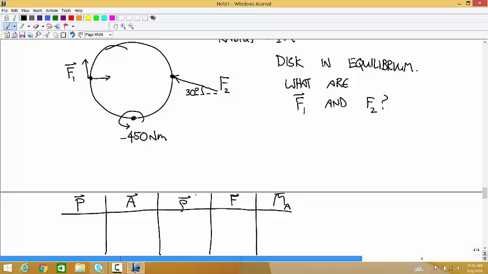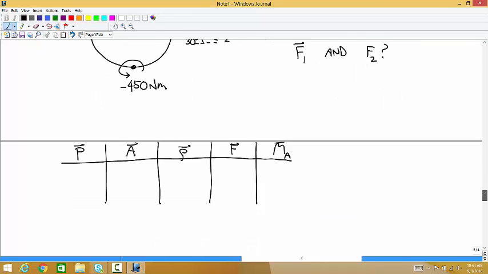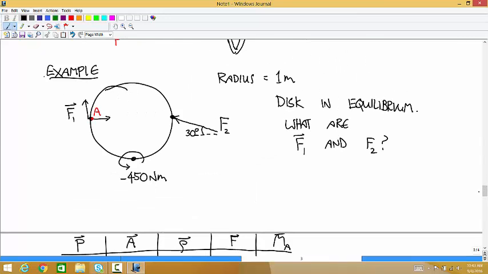We have to choose an about point. Normally, all things being equal, the easiest place to choose an about point is the place where you have the most unknown forces. So let's put the about point here. That's the place where we have 2 unknown force variables. And we haven't chosen an origin yet. Let's put that in the middle. Seems easier.